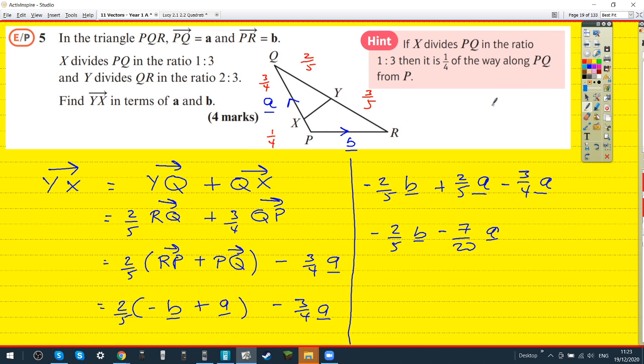There we go. Okay, so how do we do this? So Y to X, we decided to go Y to Q, Q to X. We could have gone Y to R, R to P, P to X, but it's got 3 journeys instead of just 2. Y to Q is 2/5 of R to Q. R to Q is R to P plus P to Q. And so slowly but surely, we're breaking it down to routes that we know. And then you expand and fully simplify. Any questions about that? Nope.